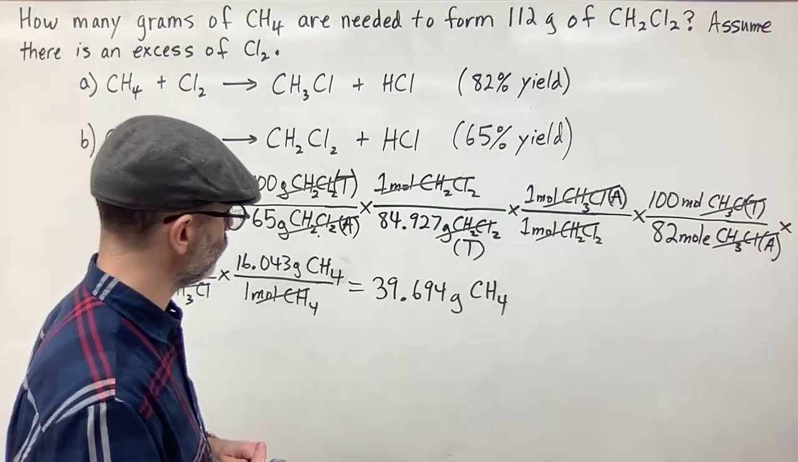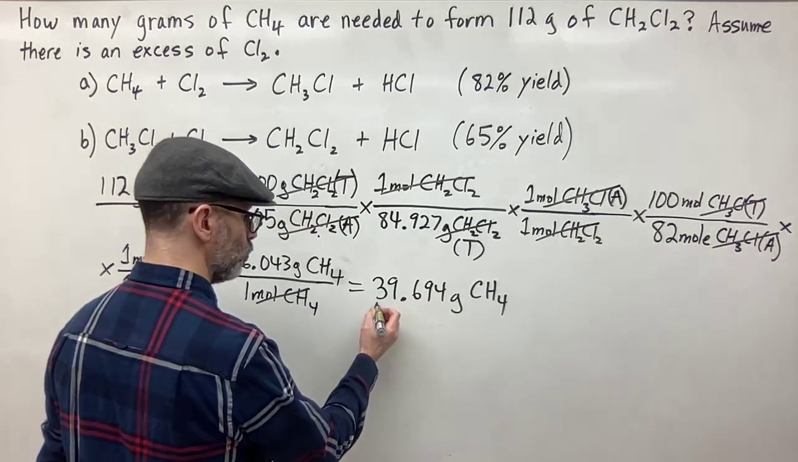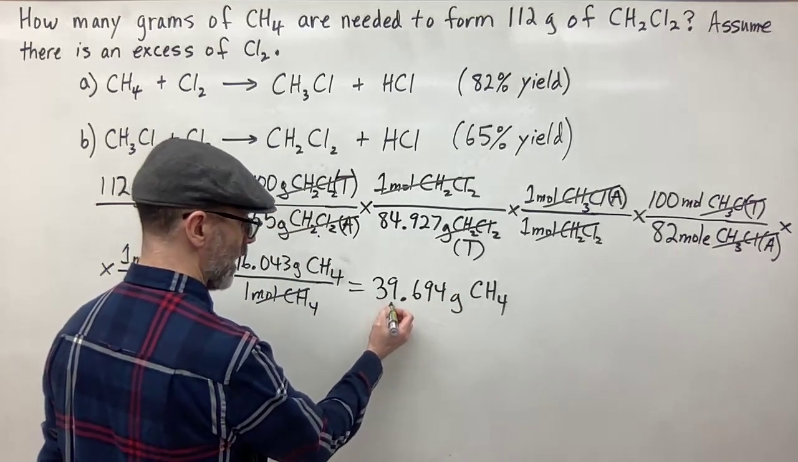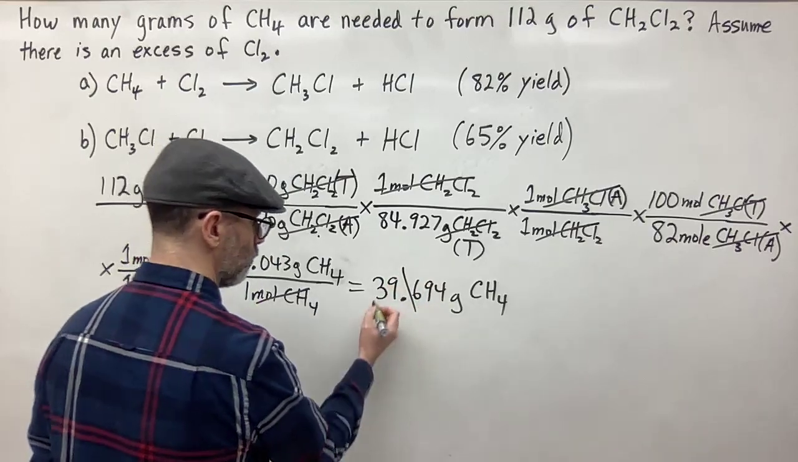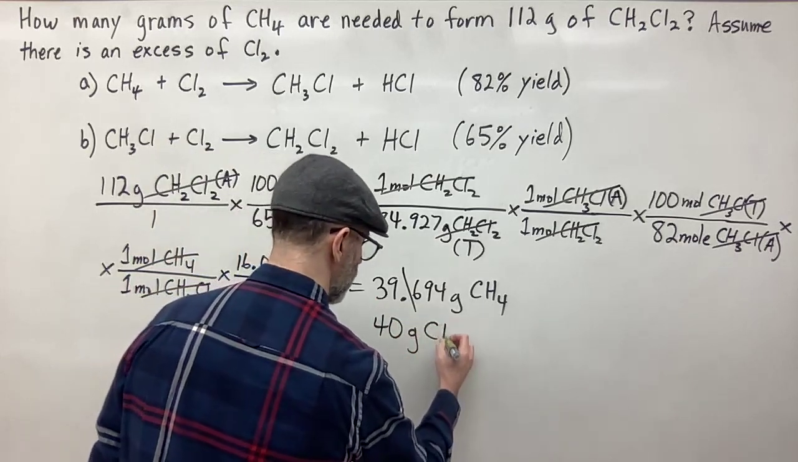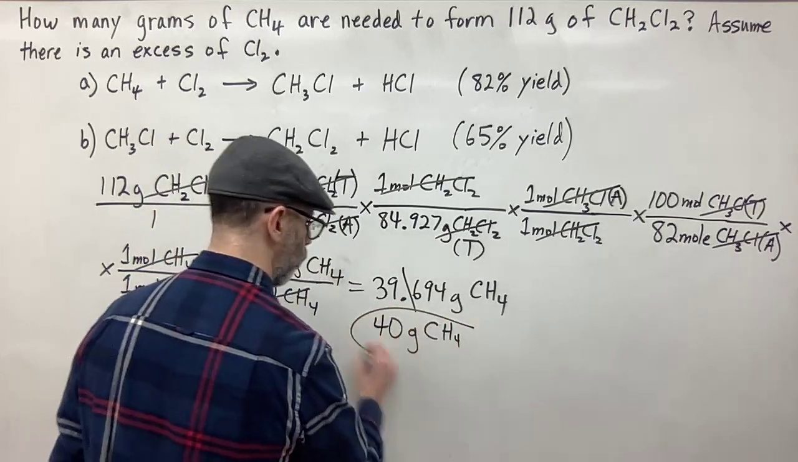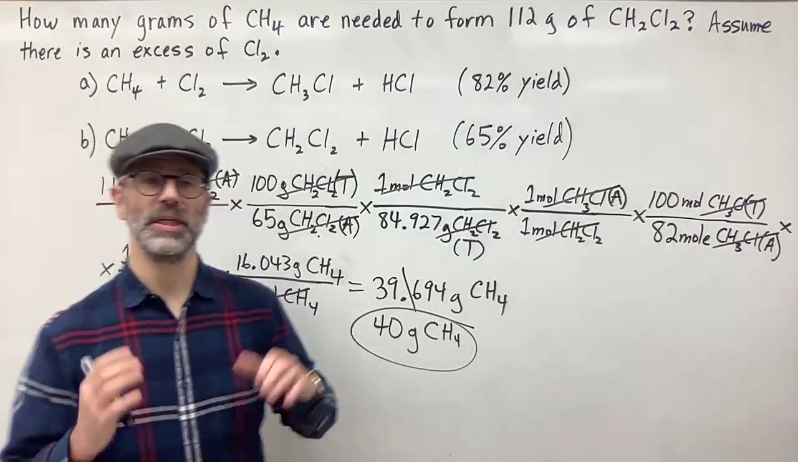So when we round this, we're going to round this to 2 sig figs. So 3, 9, we're going to cut it off. We have a 6 here, so that means we round it up to 40 grams of CH4. And so that, ladies and gentlemen, is how this problem is solved.